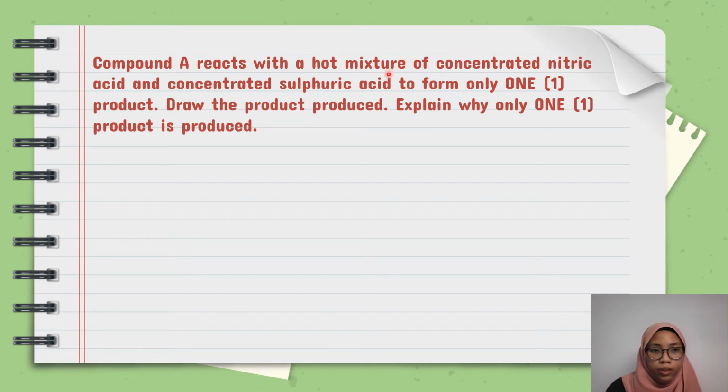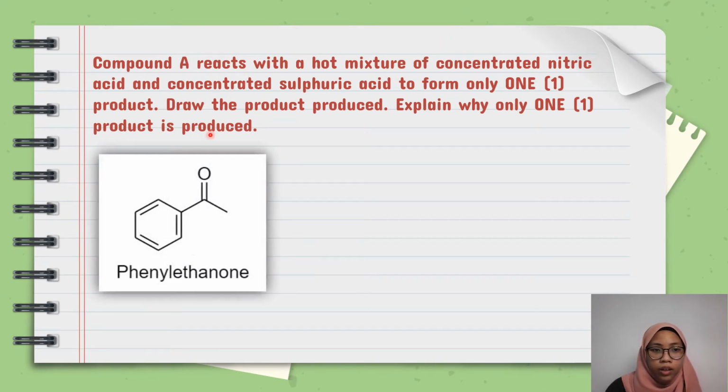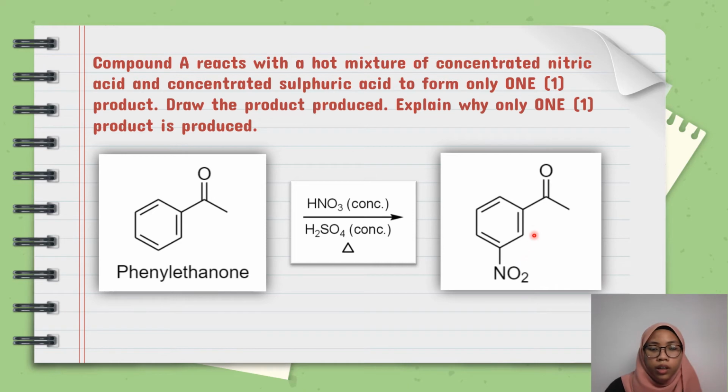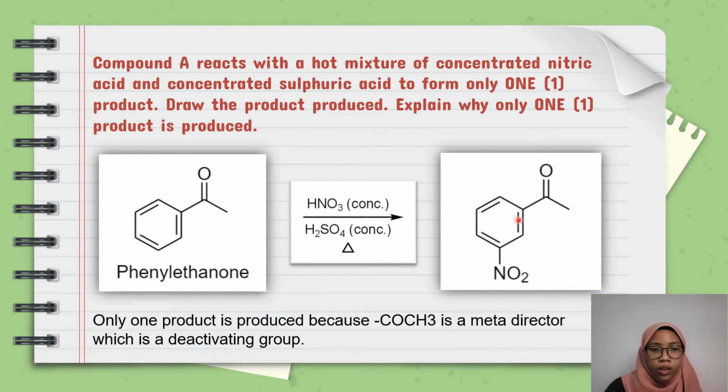For the third question, compound A, which is phenylethanone, reacts with a hot mixture of concentrated nitric acid and concentrated sulfuric acid to form only one product, and the name of the product is 3-nitrophenylethanone. Why is only one product produced? It is because COCH3 is a meta-director, which is a deactivating group. So, it will direct the new substituent to a meta position, which is 1,3.